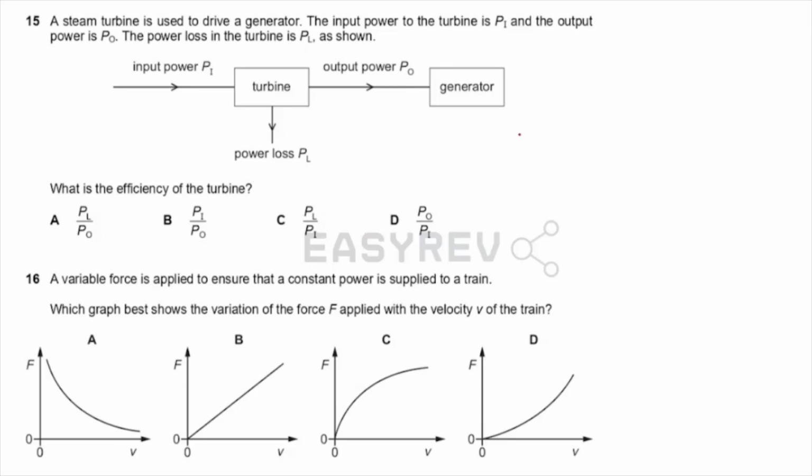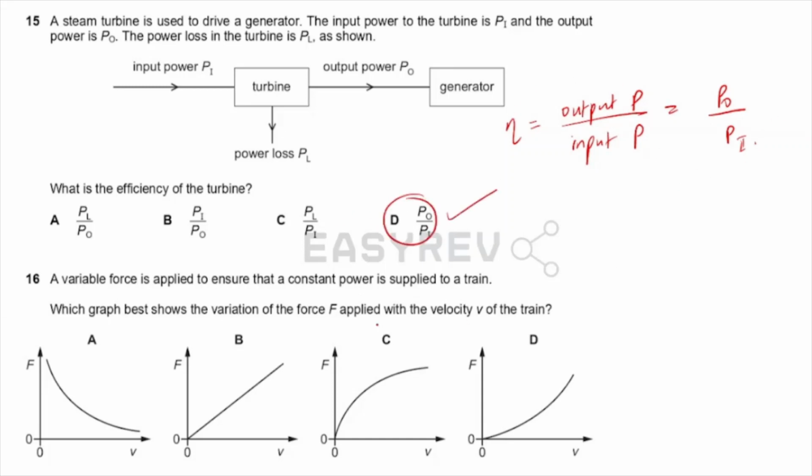Here it is just a matter of recalling the definition of efficiency, which is the input power divided by the output power. Input power is given, in fact, my bad there. This should be the other way around. So let me rewrite this. We know efficiency is the output power, or the useful power, divided by the input power. The output power is given as Po and the input power is given as Pi. The only option that directly matches this is D.